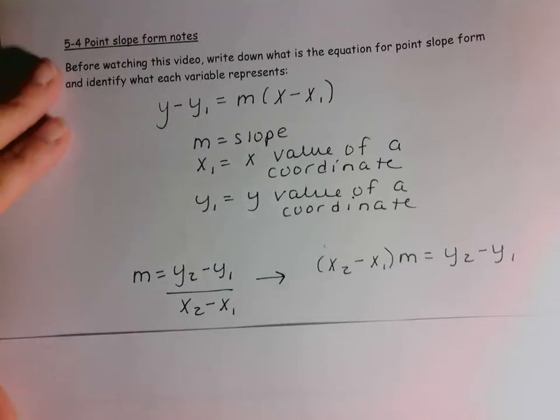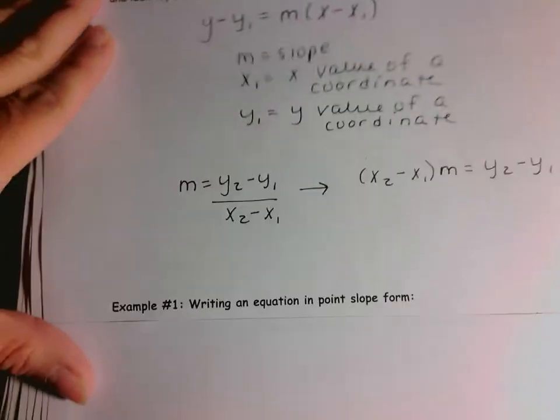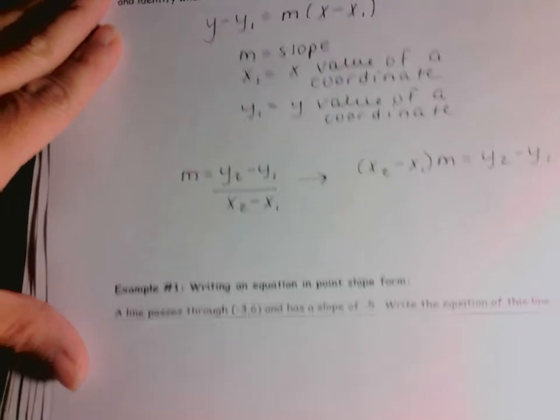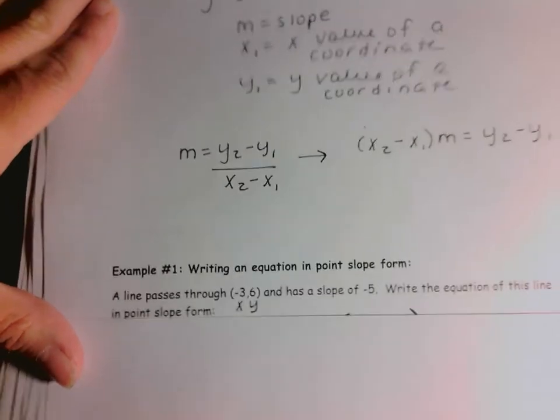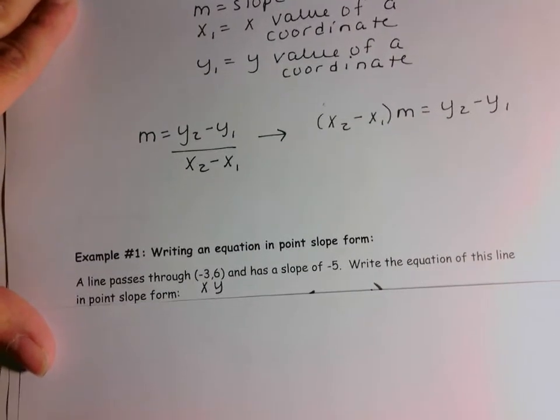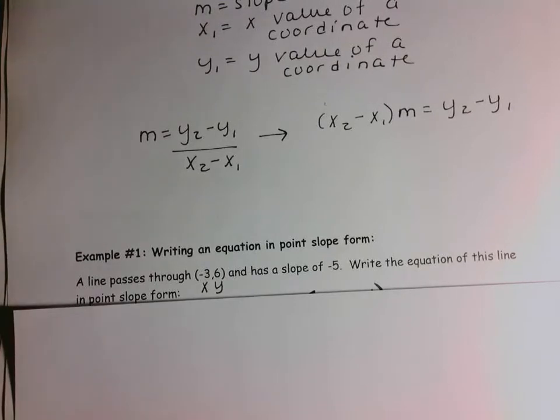So now let's go to example number 1, how to write an equation in point slope form. So example number 1 says a line passes through -3, 6 and has a slope of -5. Write the equation of this line in point slope form. And that's why you have to memorize the different forms, because sometimes you're going to be asked to put it into slope-intercept form, sometimes you're going to be asked to put it into point slope form, and you need to know the difference between them.